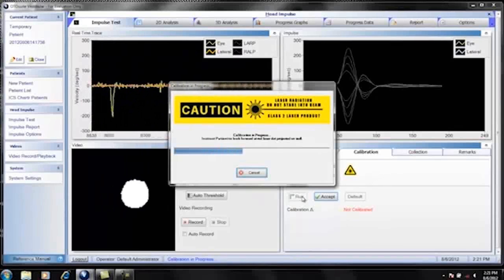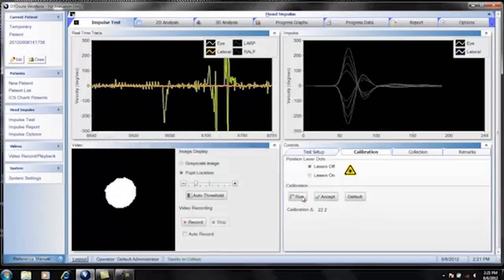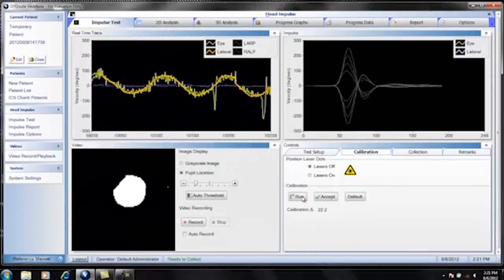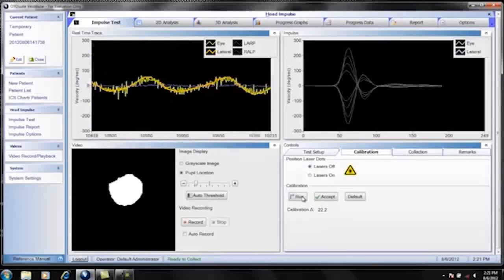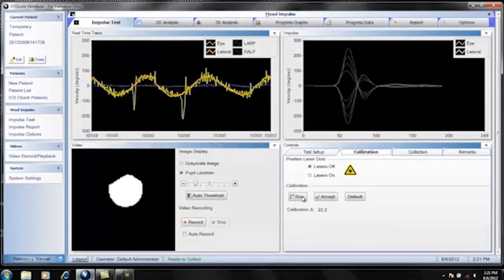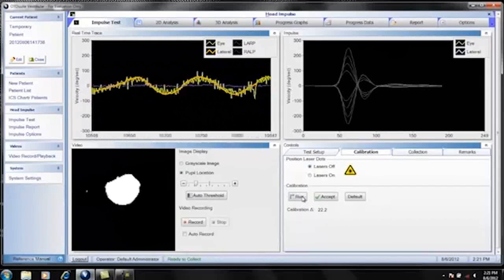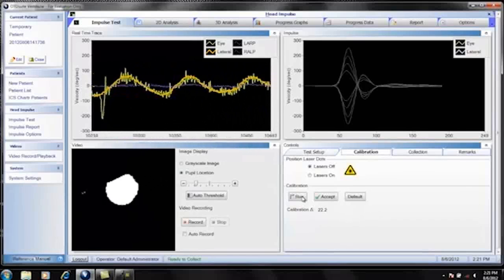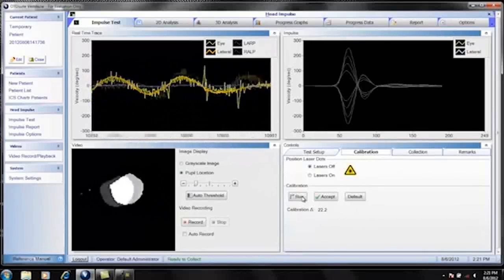The calibrations are automatically saved. Ask the patient to stare at the fixation dot. Slowly move the patient's head left and right about 10 degrees each direction. The head and eye trace should be overlaid. If not, redo calibration or check the patient history.